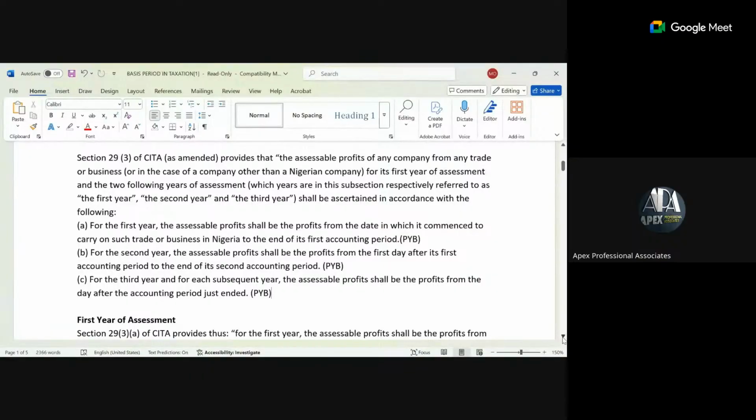The basis period for the second year is going to be the date immediately after the end of his first year to the end of his second year end. The third year is also going to be the same thing: the date immediately after the end of the second year to the end of another accounting year end. That's how you are going to be determining the basis period for first year, second year, and third year.